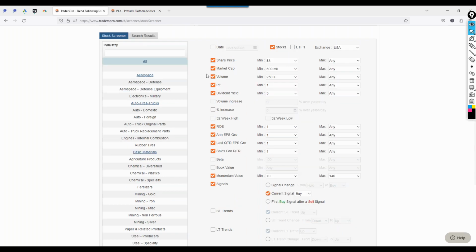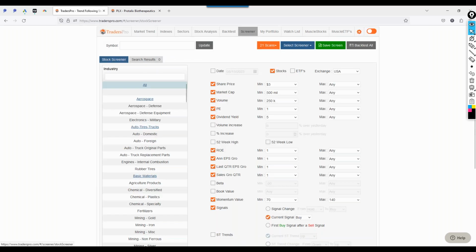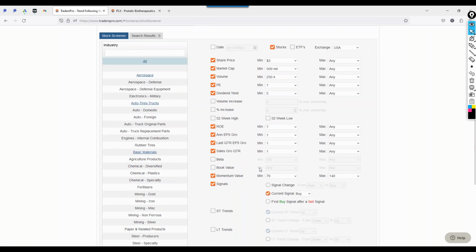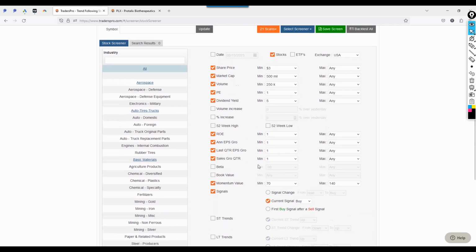So let's double check that. Let's click it, and then let's click on find stocks. We got a goose egg. Now, if we go back, let's make a couple of changes here and see if we're getting anything different. There's no stocks that meet that criteria, is my point.